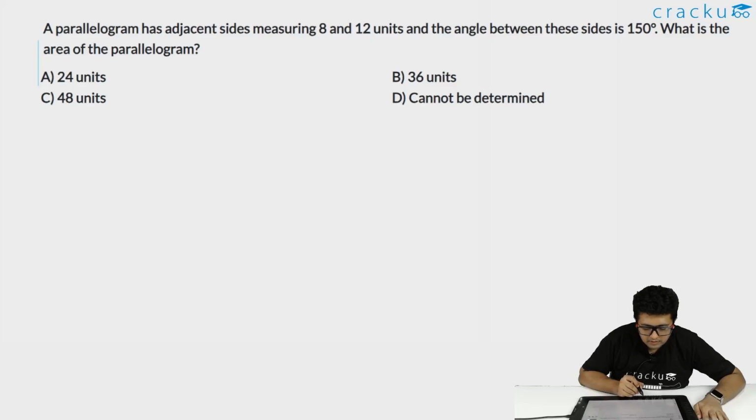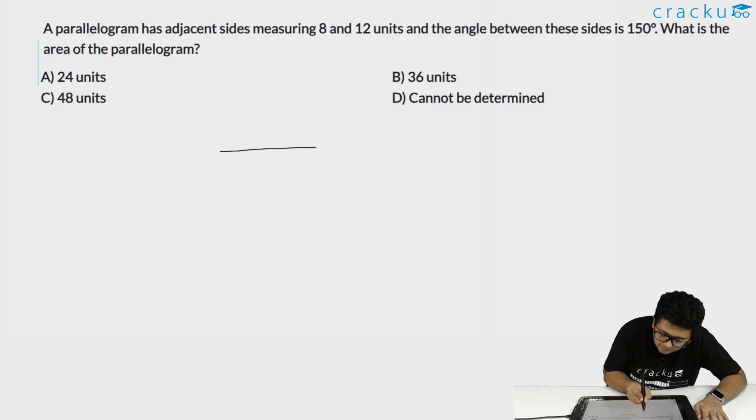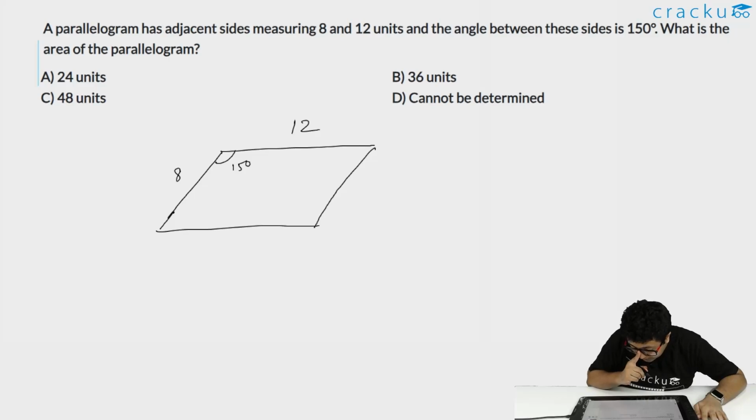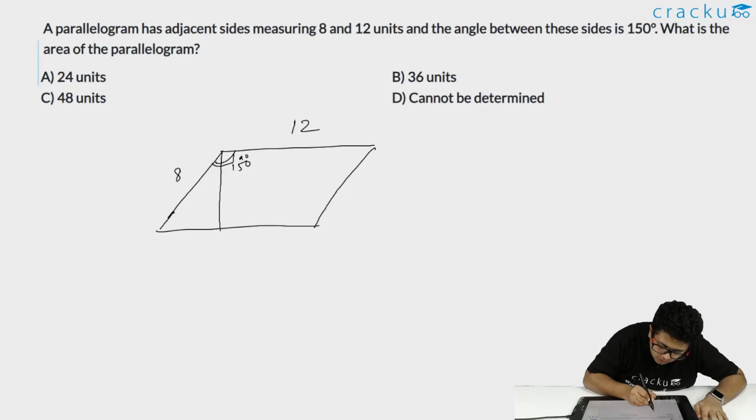A parallelogram has adjacent sides measuring 8 and 12 units, and the angle between these sides is 150 degrees. What is the area of the parallelogram? Let's say this is 8, and this is 12, and this particular angle is given as 150. Since the area of a parallelogram is base into height, we'll try to find the height. This part will be 90 degrees. Since the total angle is 150, this will be 60 degrees.